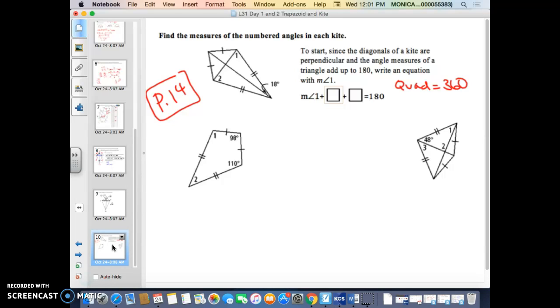18 plus, and we know that this right here is a 90-degree angle, equals 180. So you can figure out the measure of angle 1 real easy by adding 18 plus 90. So I'll call this 1, the measure of angle 1 plus 18, that's 108, equals 180. Subtract 108. So the measure of angle 1 equals 72 degrees. And if angle 1 is 72 degrees, then I know that angle 2 is also 72 degrees.